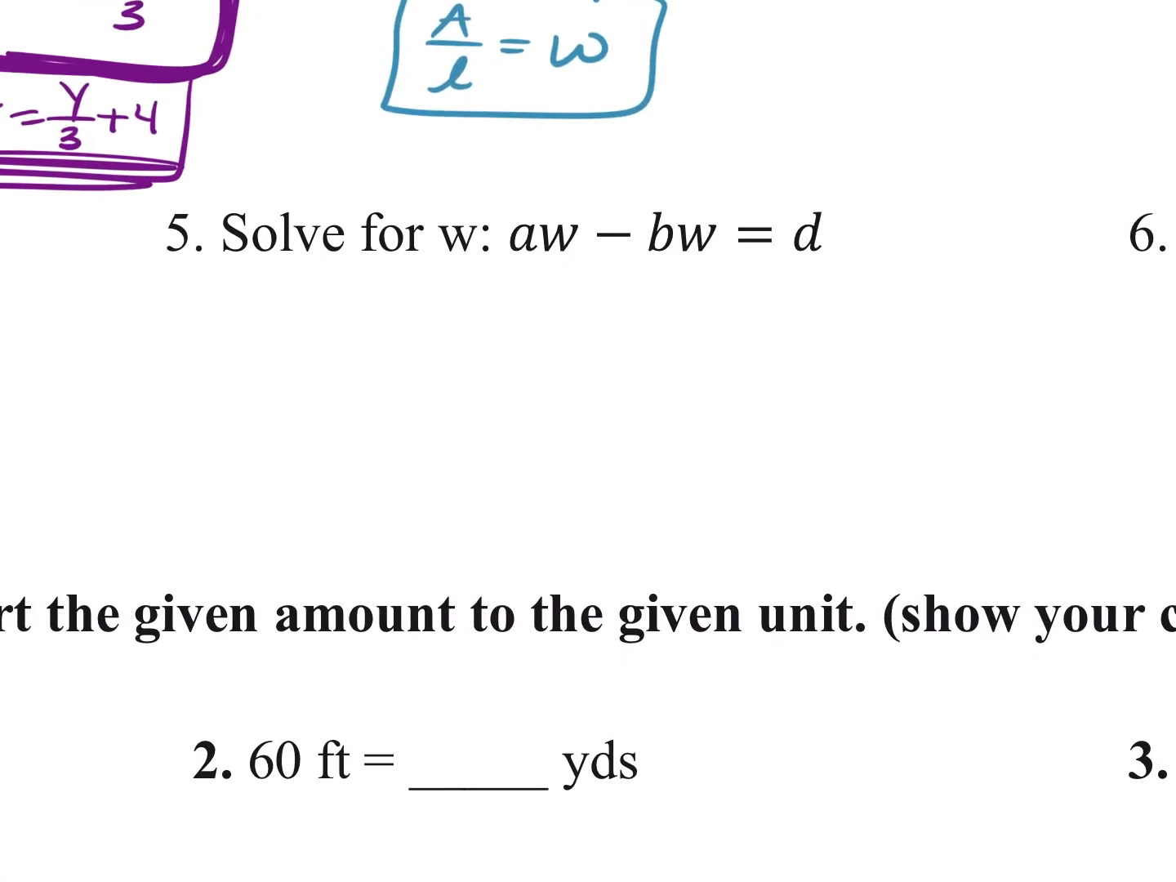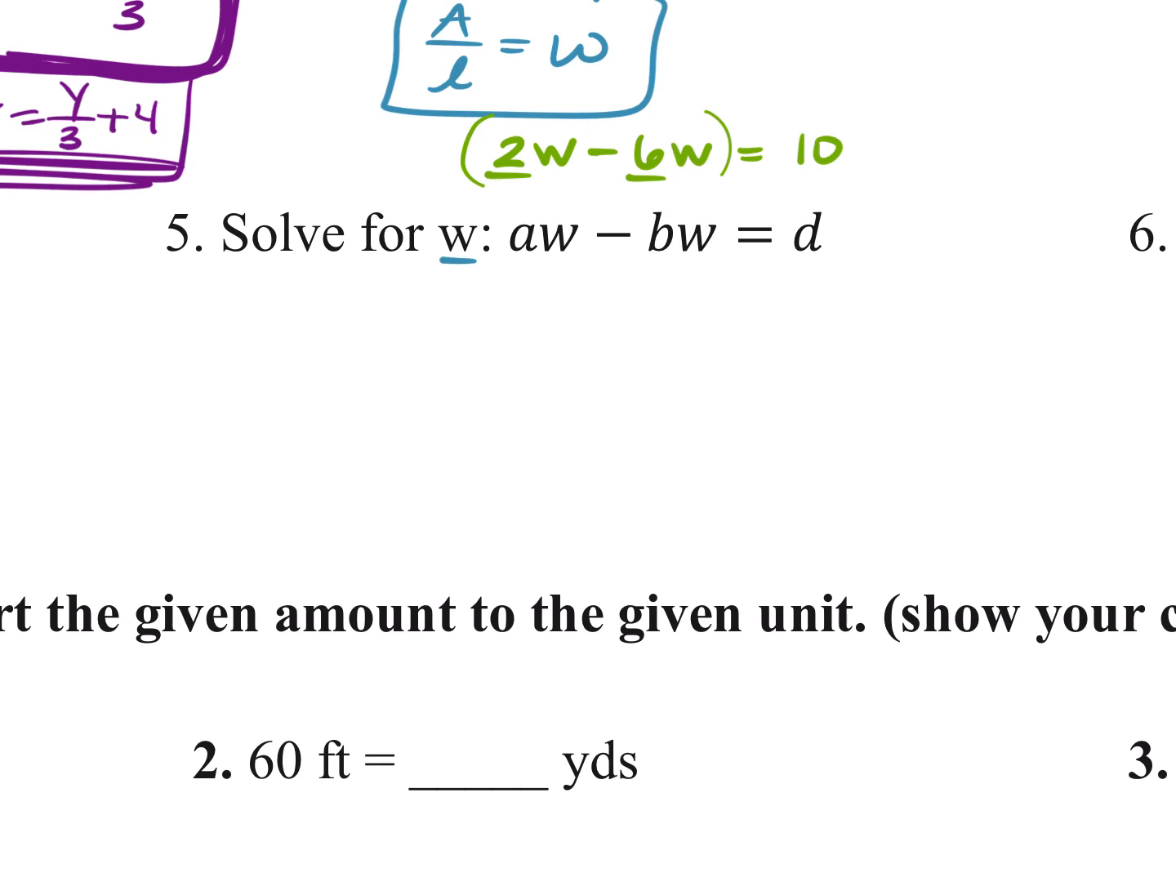Look at number 5. Okay, you're going to solve for W. So we're going to try to get W by itself. This one is probably the trickiest one, I think. You can disagree with me. Think of it as if there are numbers here, okay? If this was 2W minus 6W equals 10, what would your first step be in solving that setup? Combine like terms. So we would do 2 minus 6.